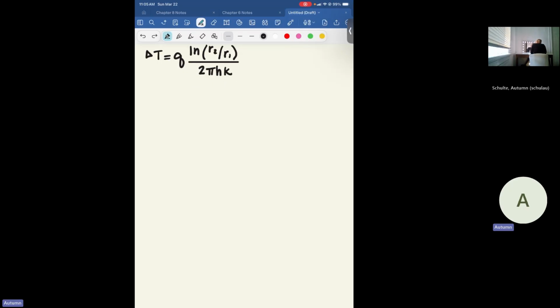So for the sake of this video, I'm going to change this height term here to a length, just because we're going to be talking about our heat transfer coefficient in a minute, and I don't want to get the two h's confused. So our equation now becomes the change in temperature, our driving force, which is equal to the heat flow Q multiplied by the natural log of our outer radius divided by our inner radius, divided by 2 pi times our length times our thermal conductivity. And as you can see here, this term is our thermal resistance.